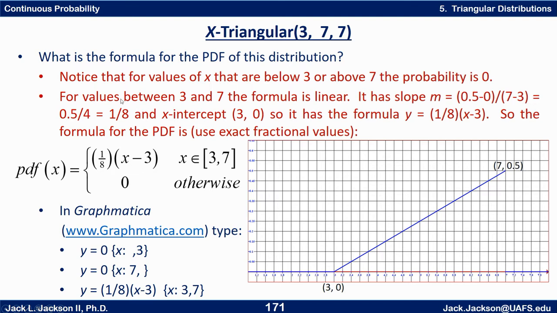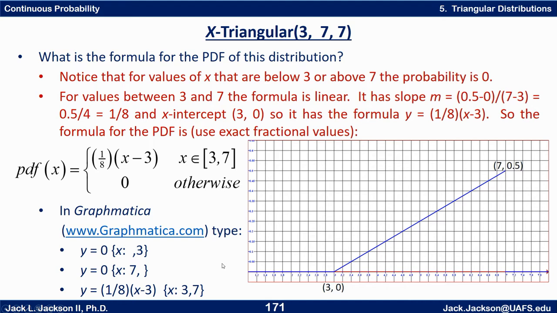How do we get 1/8? That's just the slope here. And the slope we find as we went up 1/2 and we went to the right 4. So that is 0.5 divided by 4, which in fraction form is 1/8. So the PDF formula is PDF of x equals 1/8 times parentheses x minus 3. That works from 3 to 7, 0 otherwise.